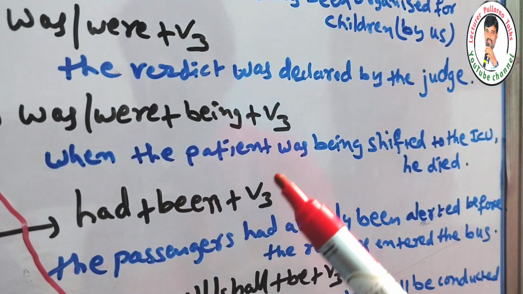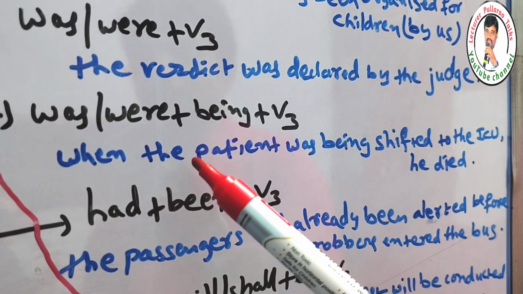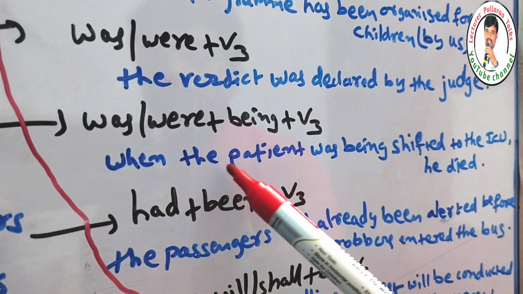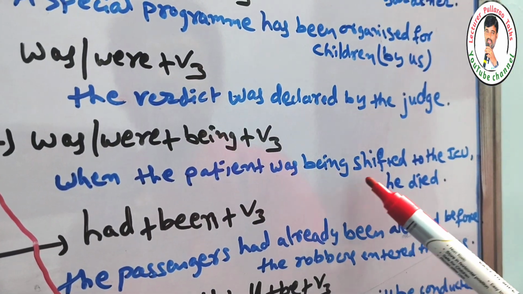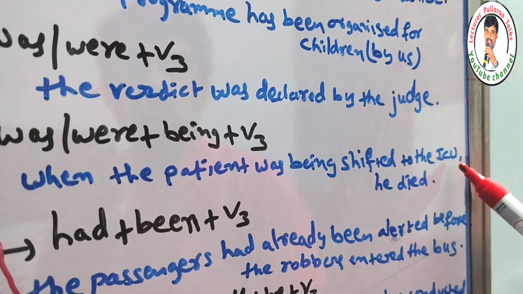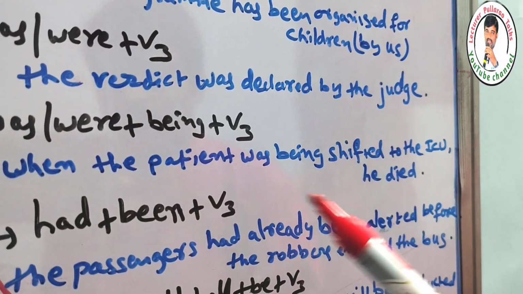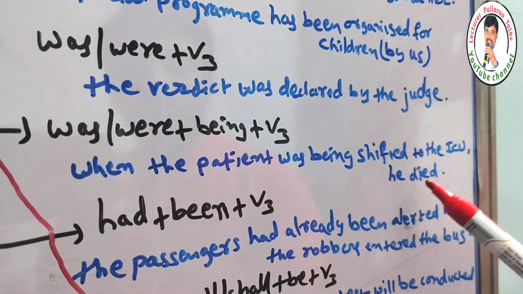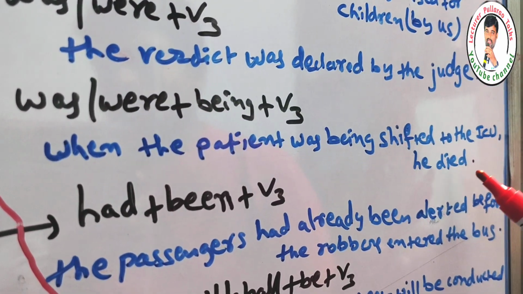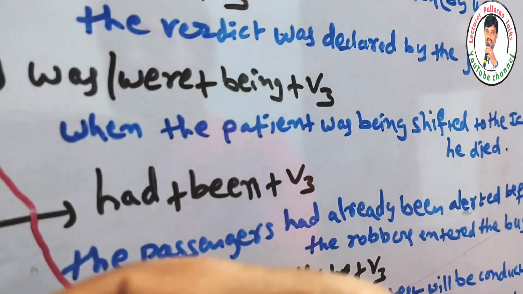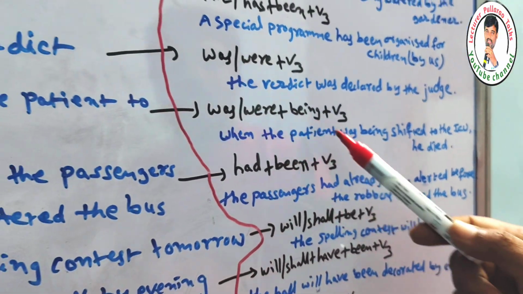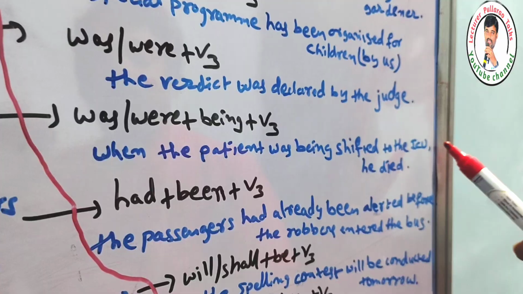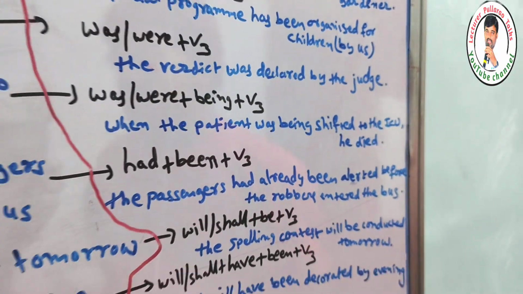When the patient, this is an object. The sentence begins with an object. The patient was being shifted to the ICU, he died. So, as I said before, object becomes subject, and was or were plus being plus V3. Okay, this is past continuous.